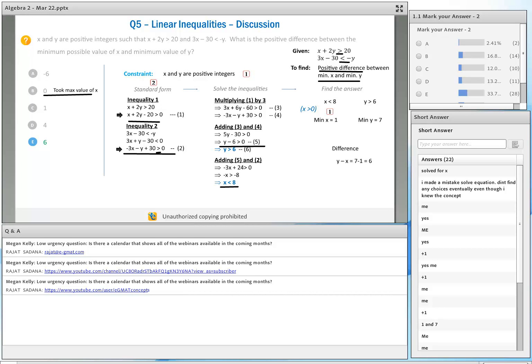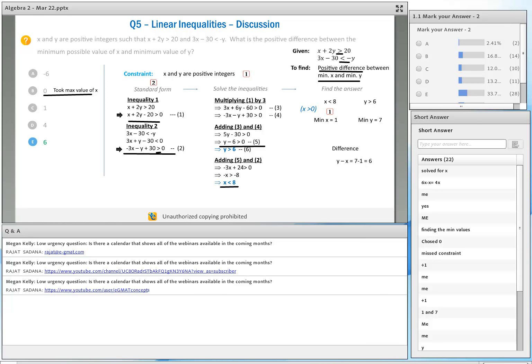Where did you guys make a mistake? I think you have written down that you made a mistake while solving the inequality. Call it an inequality, it's not an equation. Some of you wrote 6x minus 6 is equal to 4x. Finding the minimum values, you chose 0. You missed the constraint. Some of you made a mistake while doing the math. Others made a mistake while choosing the constraints.